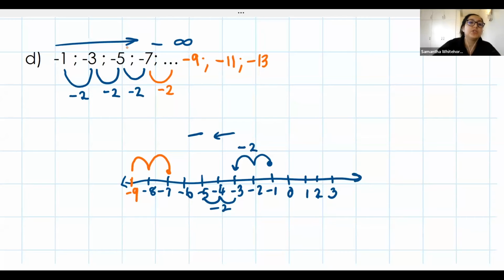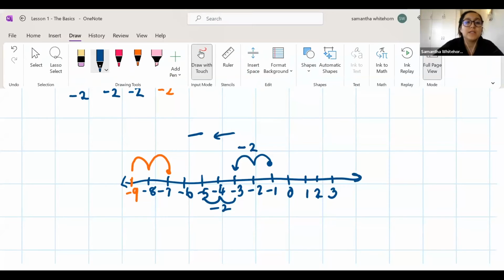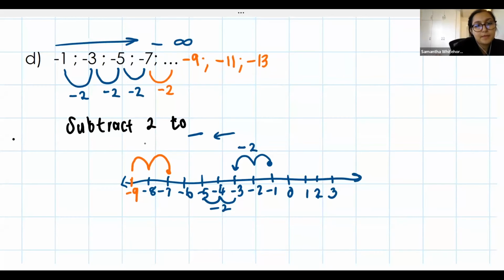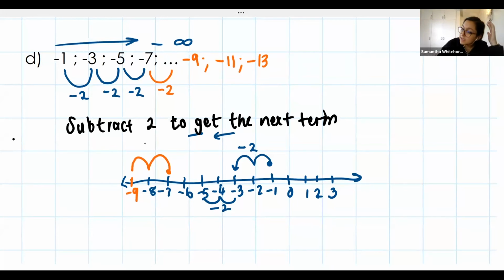And so if you were to describe that in words, you would say exactly that. You are subtracting 2 to get the next term. Right, so again, like I say, you don't have to only be adding. You don't have to only be multiplying. Sometimes we subtract. Sometimes we divide.